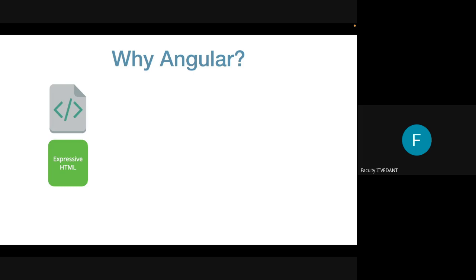But Angular gives you expressive HTML. Expressive HTML means it gives you a template engine. A template engine gives you a skeleton. You create a skeleton, and on that skeleton you apply data, and you see the view. Let's say a human body. Everyone has the same type of skeleton, the same bone structure. But when you apply skin to it, everyone looks different, right? So a skeleton is nothing but a template.